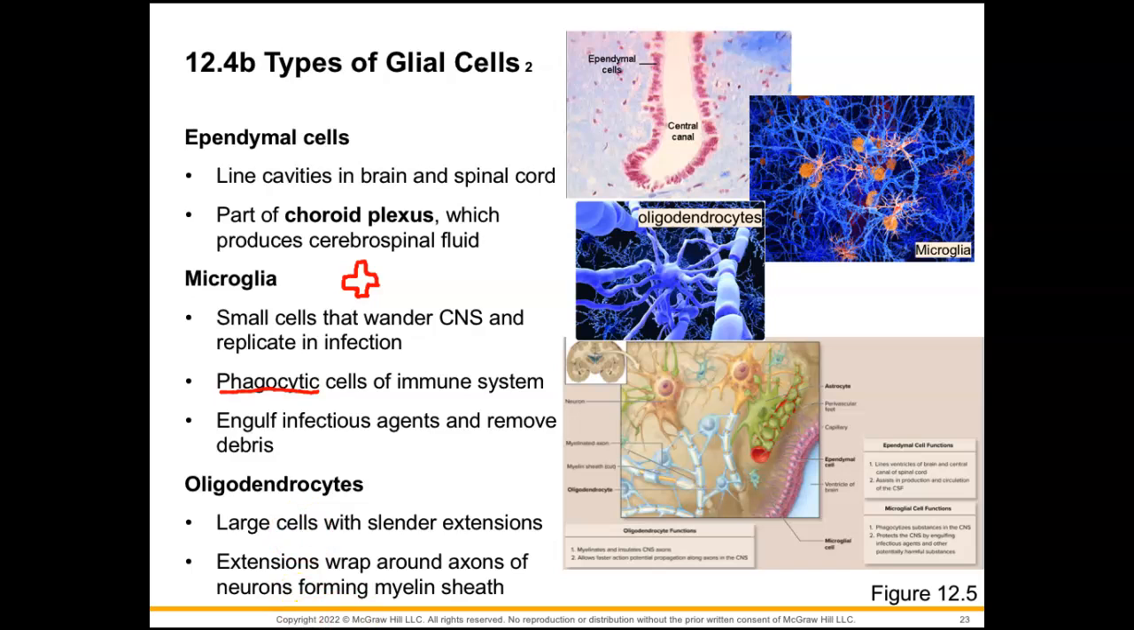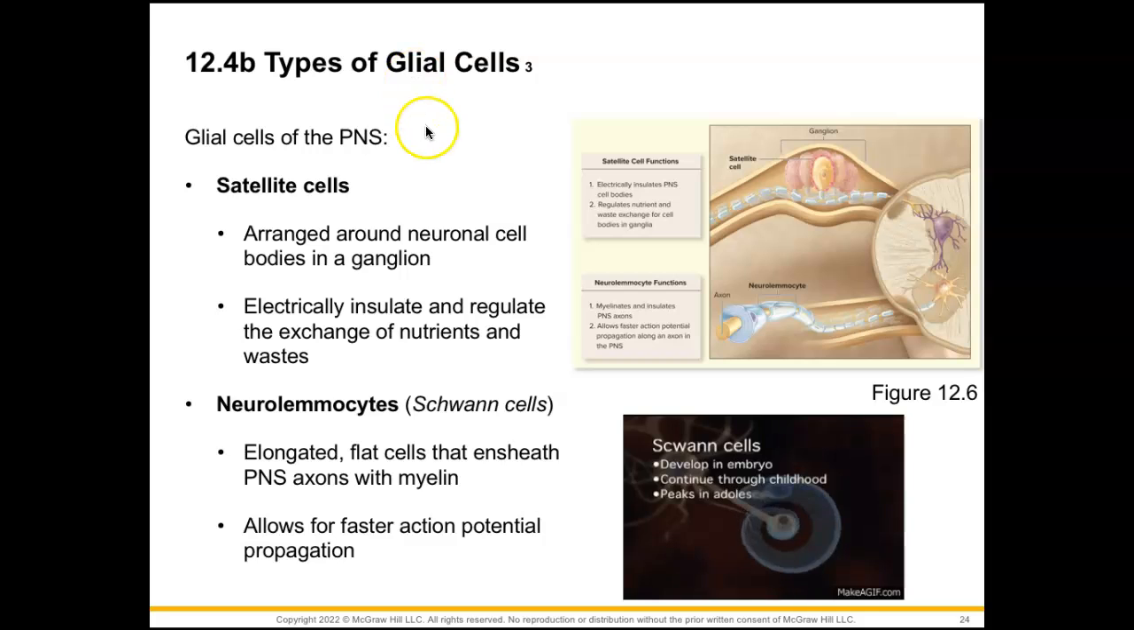And then lastly, we have your oligodendrocytes. You can see it pictured over here. I know it kind of blends, but these oligodendrocytes have these slender extensions that will wrap themselves around the axons of our neurons in order to form myelin sheaths. You can see this illustrated down over here, our oligodendrocytes creating those myelin sheaths for the axons of the neuron over here.